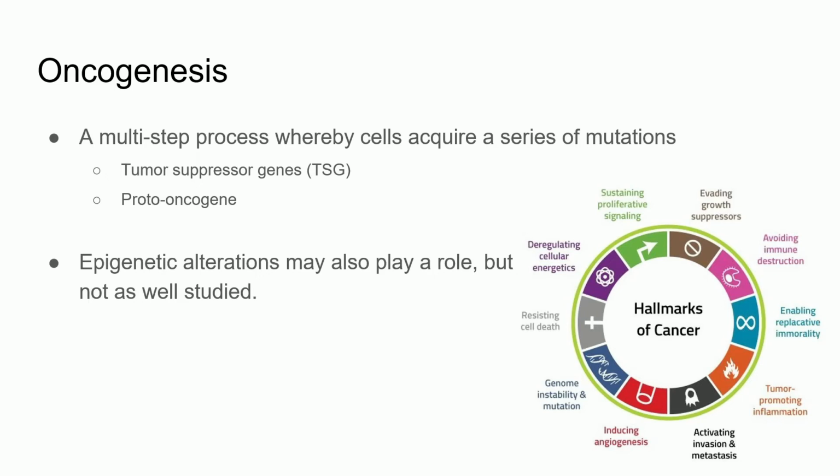Oncogenesis is the process of acquiring multiple genetic alterations resulting in a disease state, namely cancer. Remember that epigenetic changes may also contribute to cancer formation, and this area of study continues to grow. Inactivating mutations in tumor suppressor genes or activating mutations in oncogenes are classical examples.